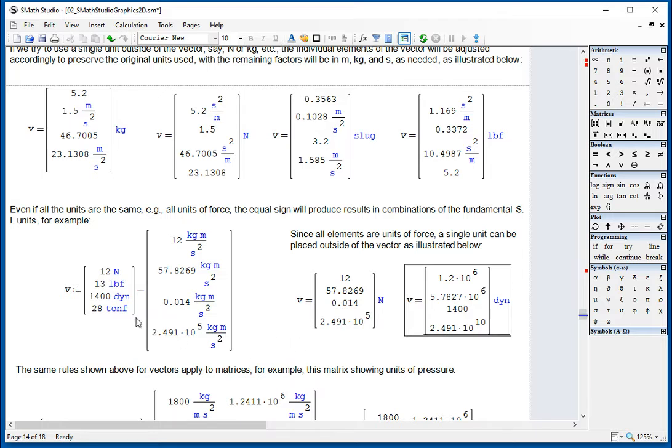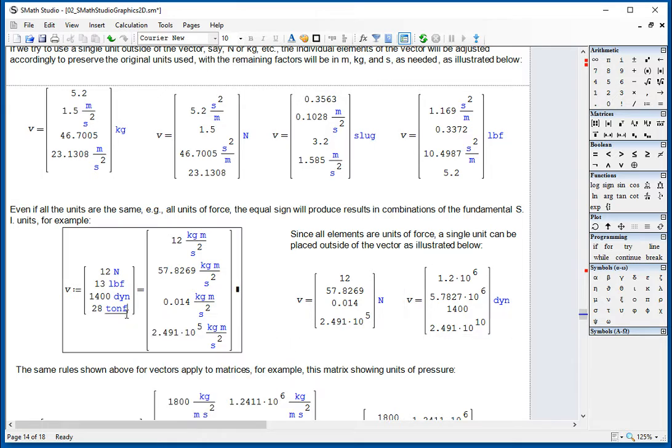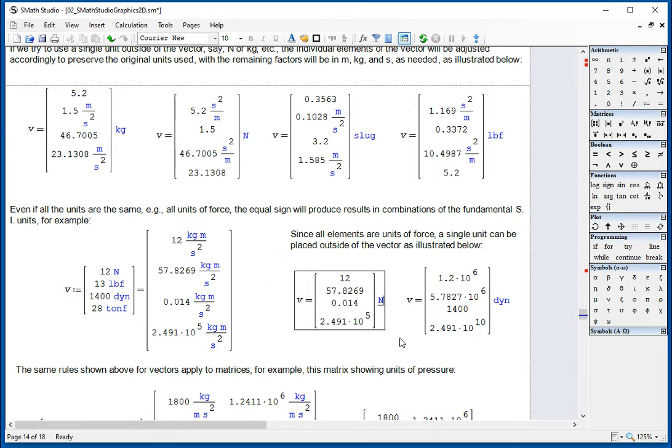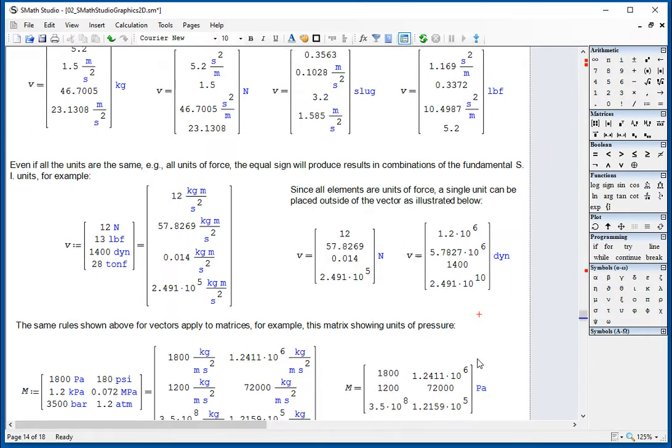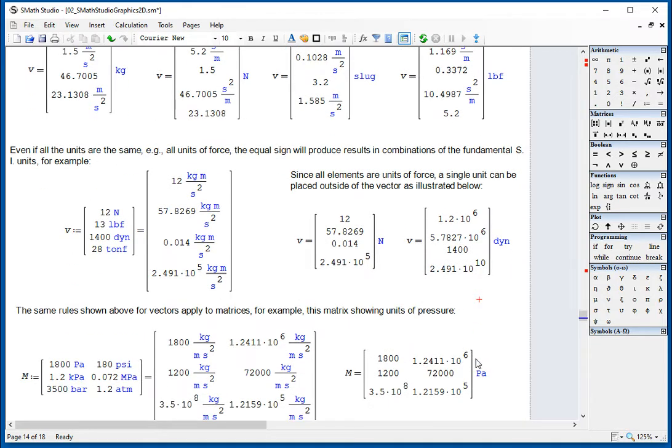Let's see, if all of the elements have the same dimensions, like here would all have dimensions of force: Newton, pound force, dynes, and ton force. Of course, when you make equal to, you get the basic units of the English system. But you could extract as a common unit one of the particular units of force, like newtons in this case, or dynes in this case, and you get vectors of numbers without any unit attached to it, except for the one that's outside.